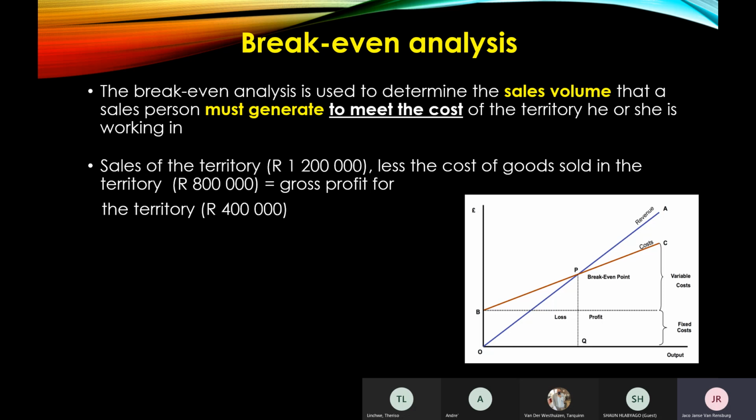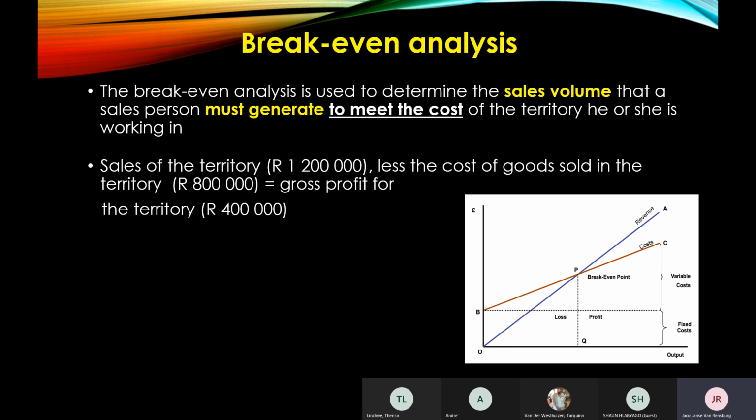If I say to you point P right there in the image, where the blue and the red line cross, that's the break-even point. Who has difficulty to calculate that? Who has a problem to calculate that point where those two lines cross, which is the break-even point? It's not so difficult. Andre says it's not difficult. Quite simple.